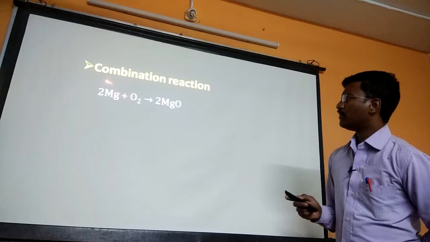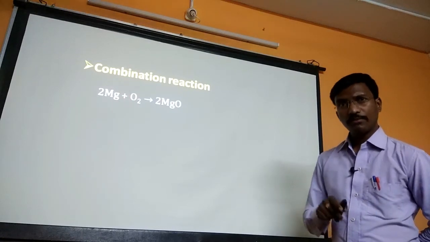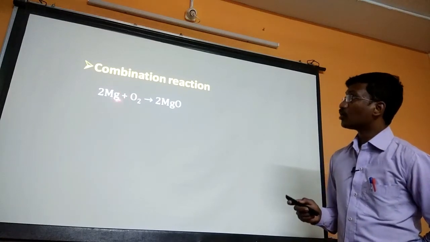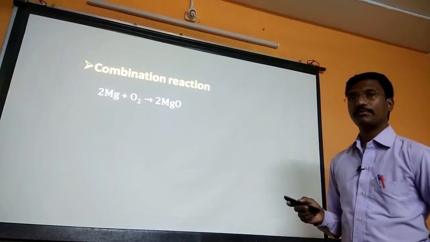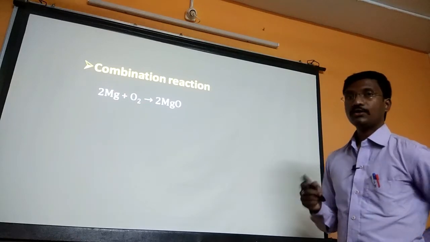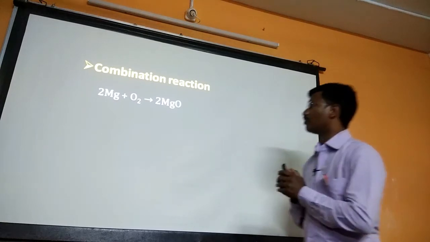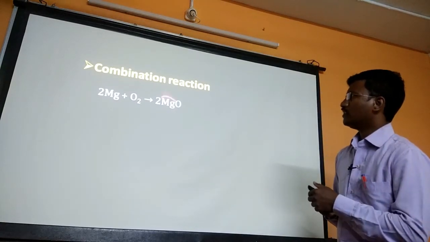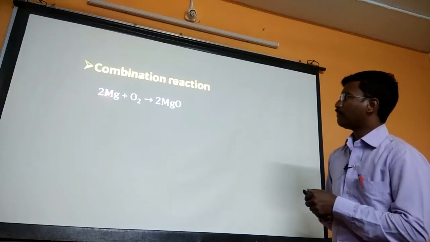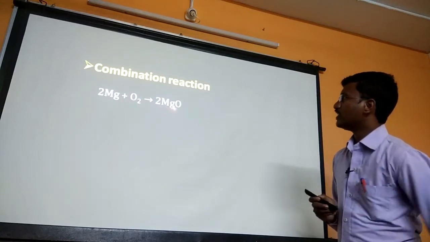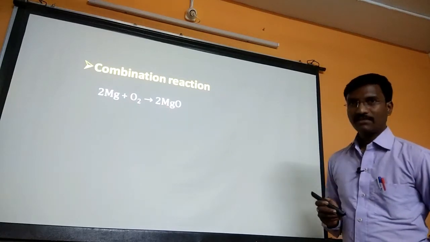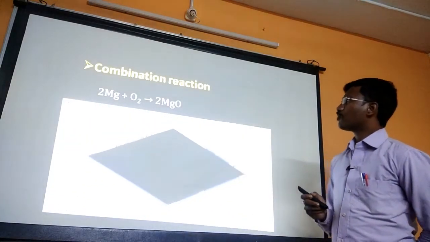You are very much familiar with the definition, but I am not giving preference to the definition. You should be thorough about how the reactions are formed, how we balance them, and how the chemical composition formula is formed. This is what I am giving preference to in the bridge course. Here magnesium combines with oxygen and gives magnesium oxide. How does it form only MgO?